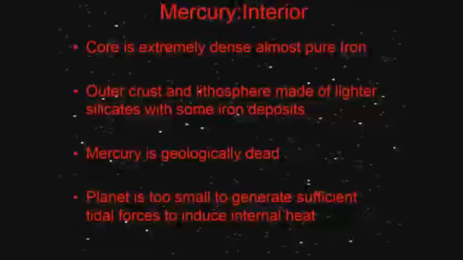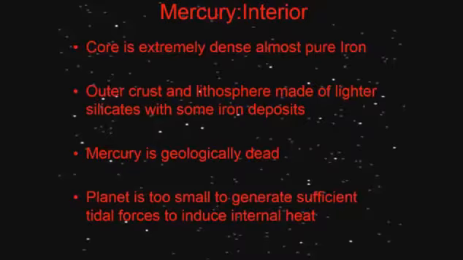So as far as Mercury's interior goes, its core is extremely dense. It's almost a pure iron core. The outer crust and the upper area of the crust, what we would call the surface soil, the lithosphere, is made of pretty light silicate with some iron.